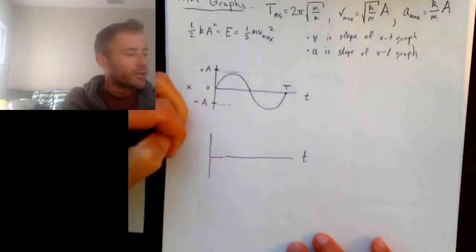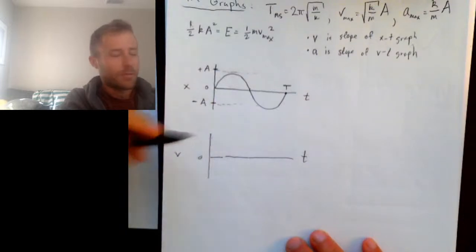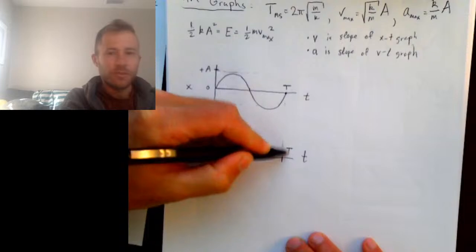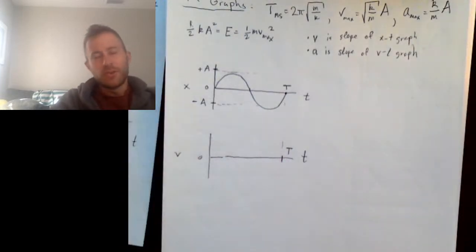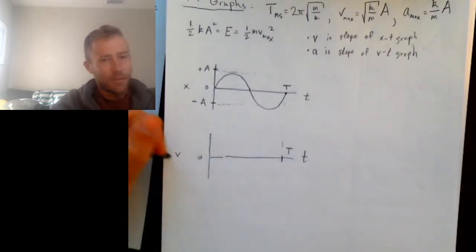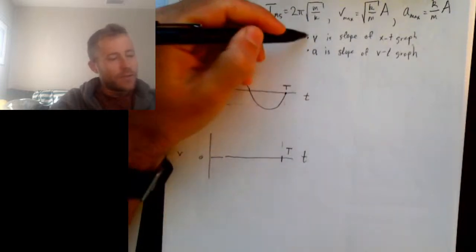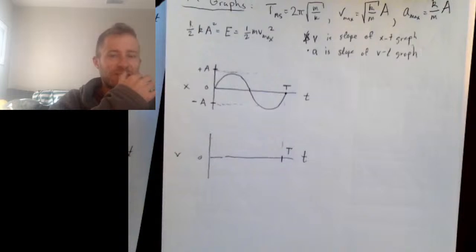And so I like to draw the velocity time graph directly below the position time graph so that I can make the times line up. Okay? So the first thing we want to do is get the general shape of the graph. What is this graph going to look like? Well, we're going to use the fact that the velocity is the slope of a position time graph.